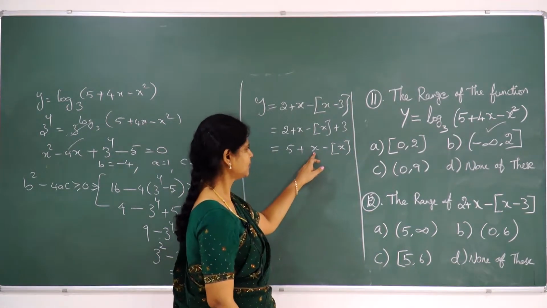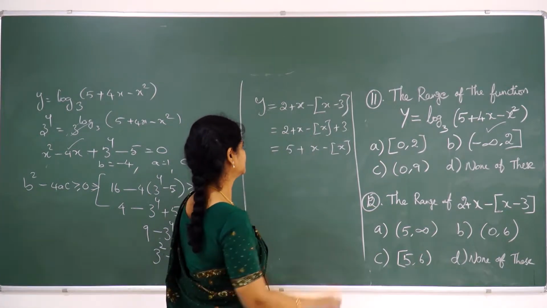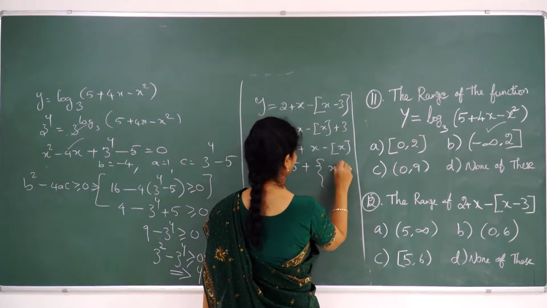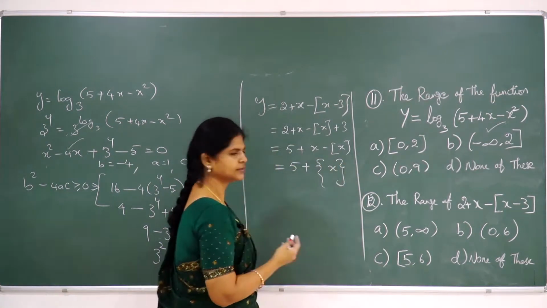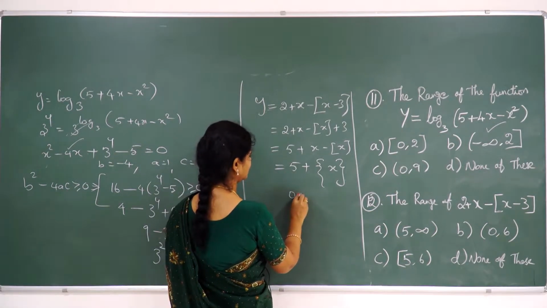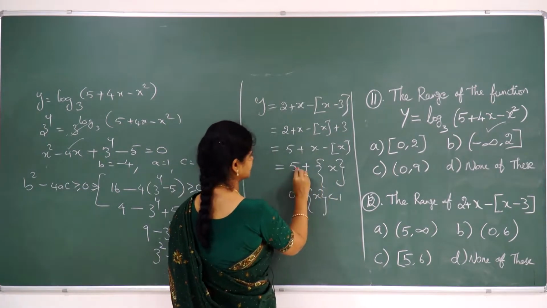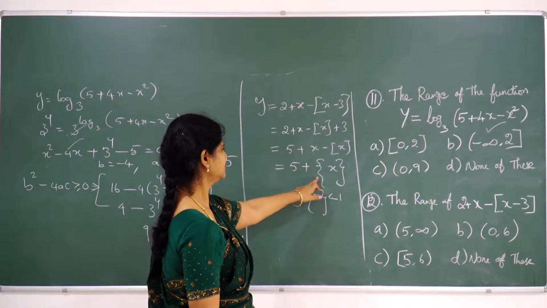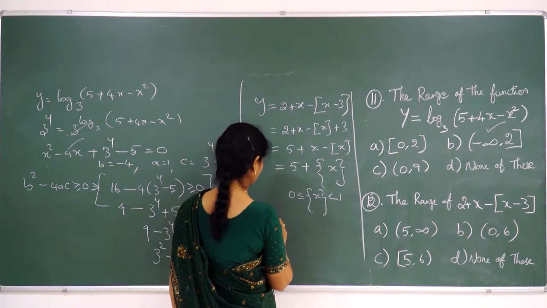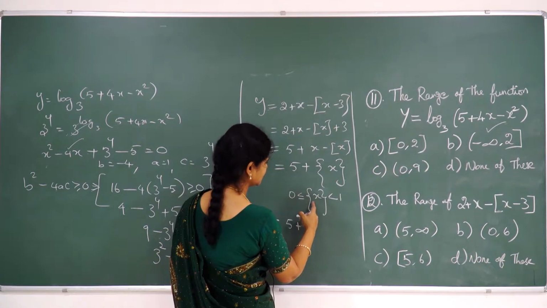So what is this form? X minus greatest integer is nothing but your fractional part. So again this is 5 plus the fractional part of x. Now what is the fractional part condition? The fractional part lies between 0 less than or equal to x less than 1. So this term is 5 plus a decimal term which lies between 0 and 1.